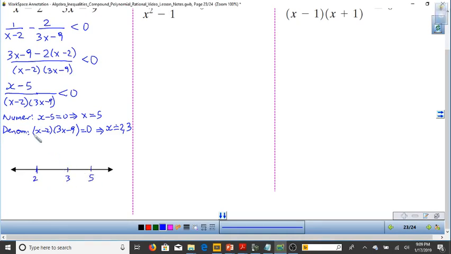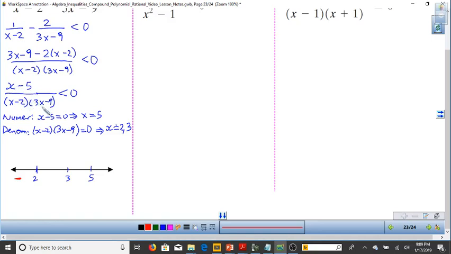Number to the left of 2 that we can try is 0. We get a negative on top, and a negative times a negative at the bottom. So we have a negative overall. A number between 2 and 3 would be 2.5. 2.5 minus 5 is negative. 2.5 minus 2 is positive.